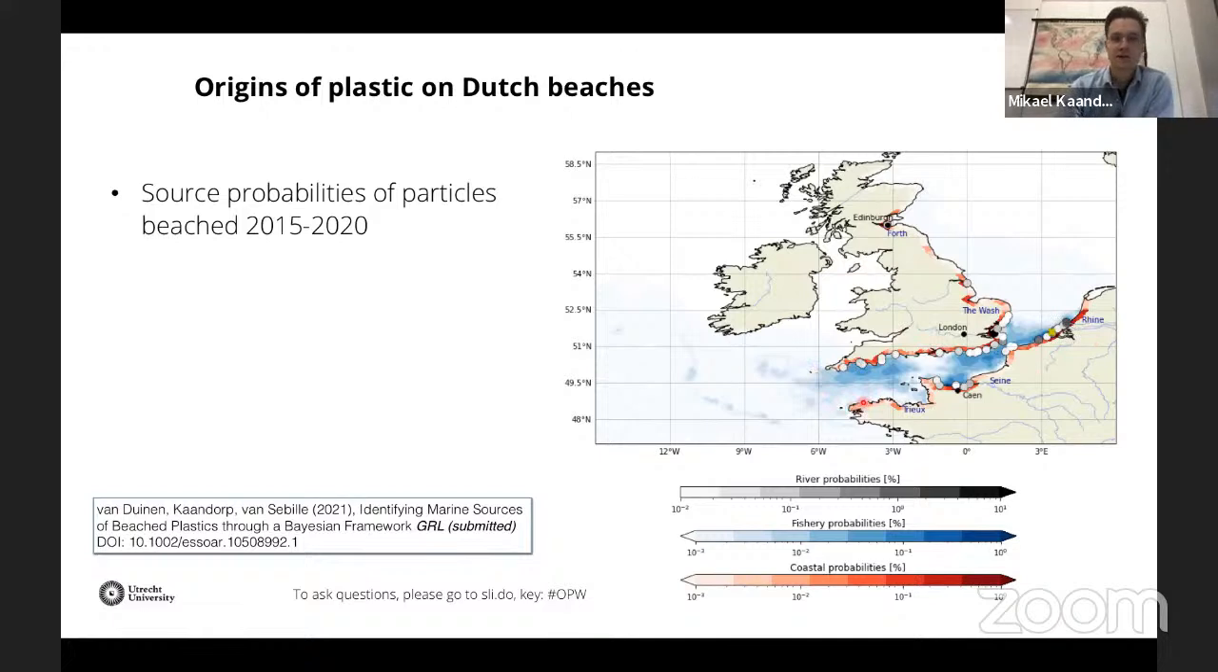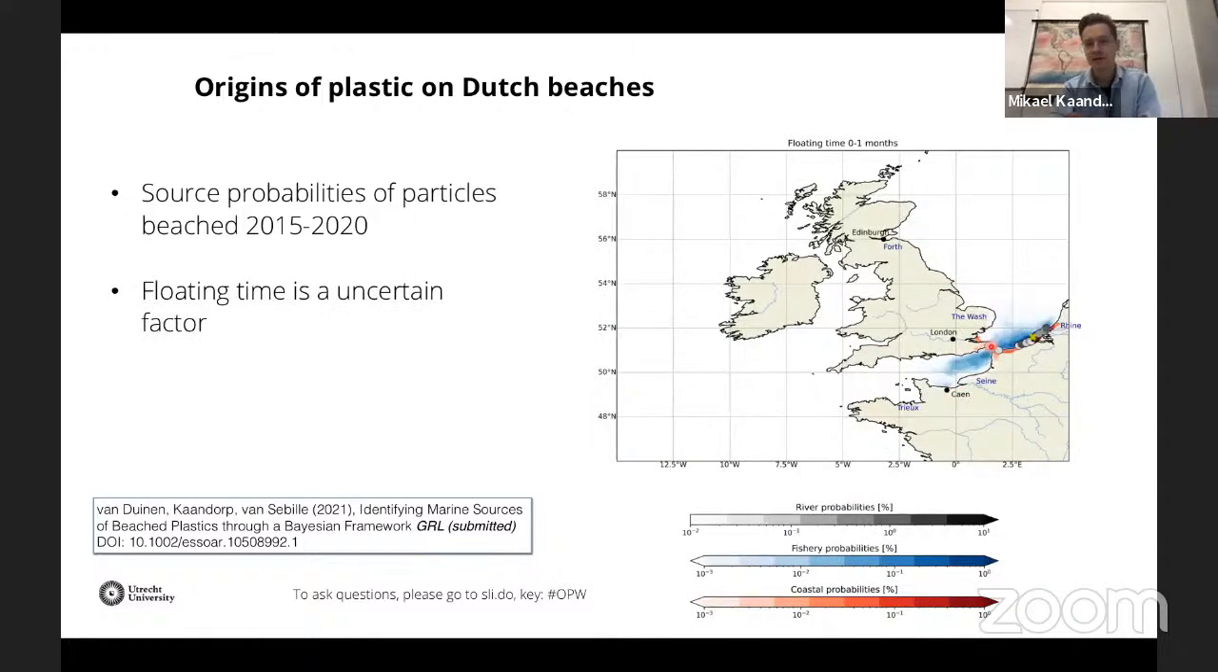And a lot of the coastal and riverine input is first of all expected to come from the Netherlands itself. So we see quite high probabilities in the Netherlands, the Rhine, for example. We see the coastlines of France are likely origins of plastics in the Netherlands, and also the coastlines of the southeast of the UK.